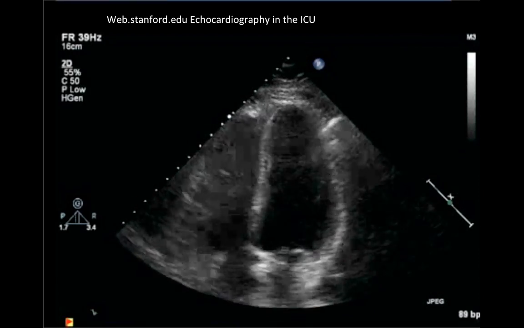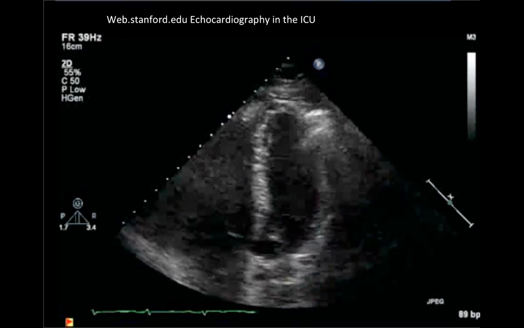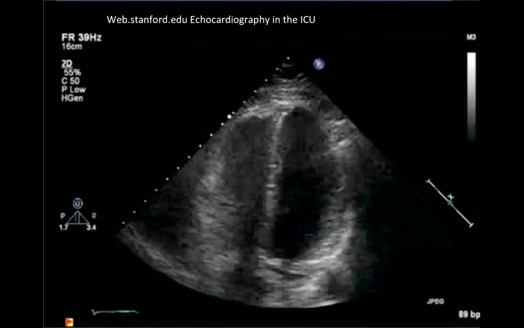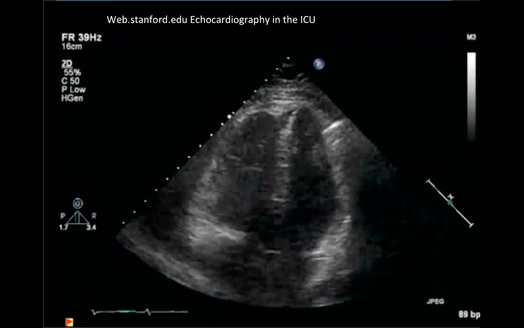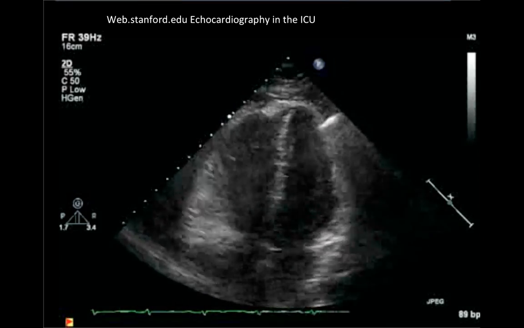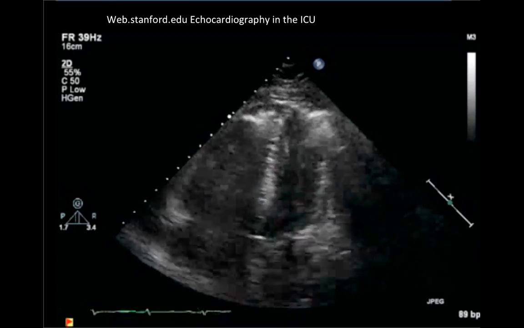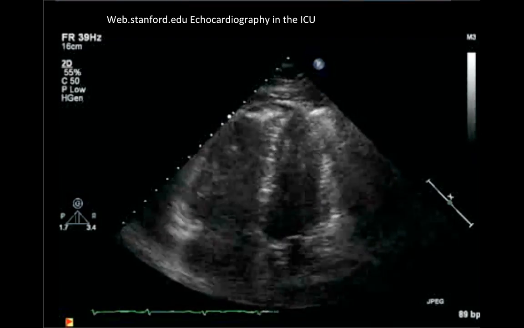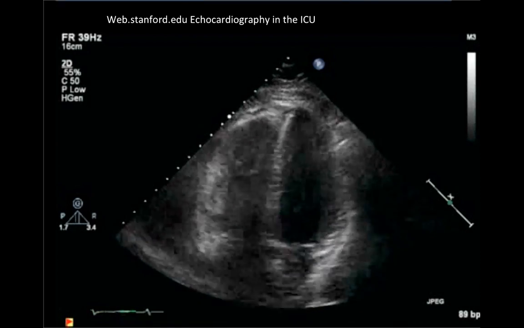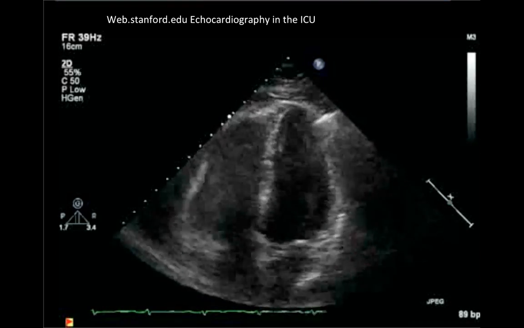Can you see the pathology? This is an image of acute right heart strain from a pulmonary embolism. You can see the right ventricle is no longer 1/2 to 2/3 the size of the left ventricle, but is the same size, if not larger.